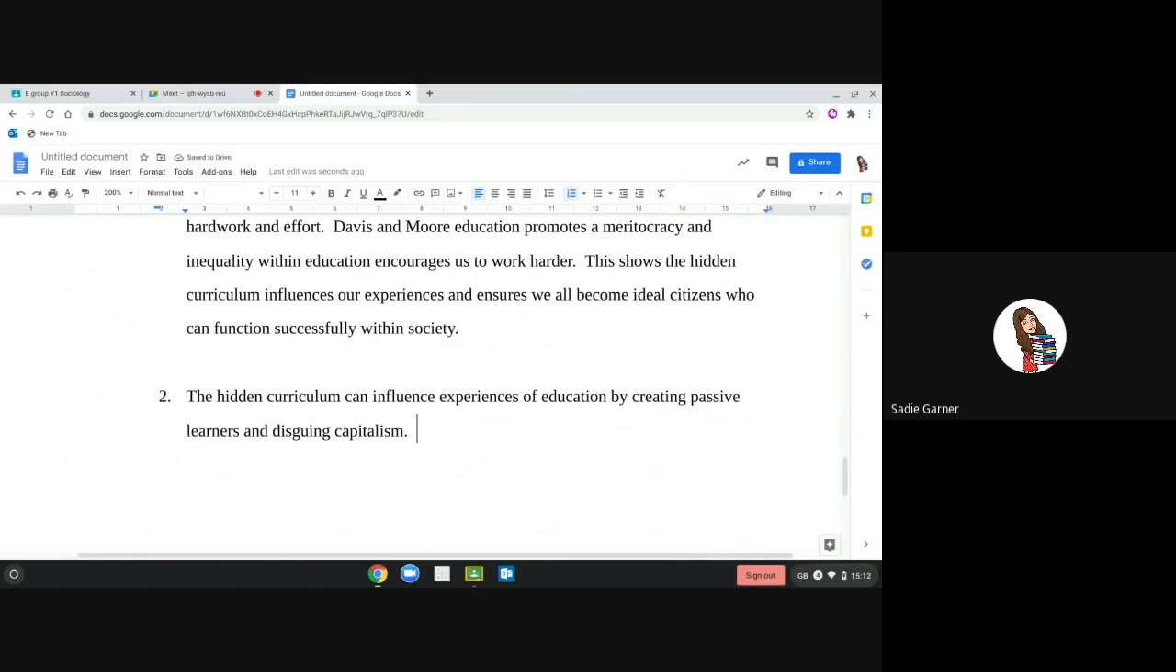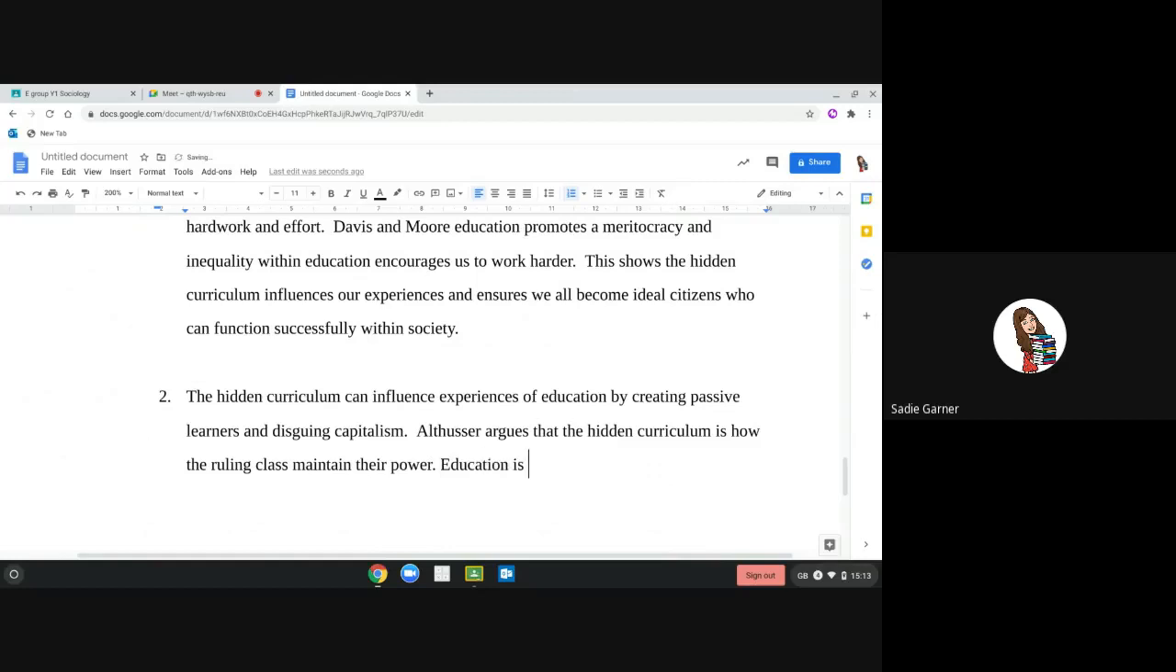Okay, so Althusser, he's the first Marxist and he's relevant. Althusser argues that the hidden curriculum is how the ruling class maintain their power.